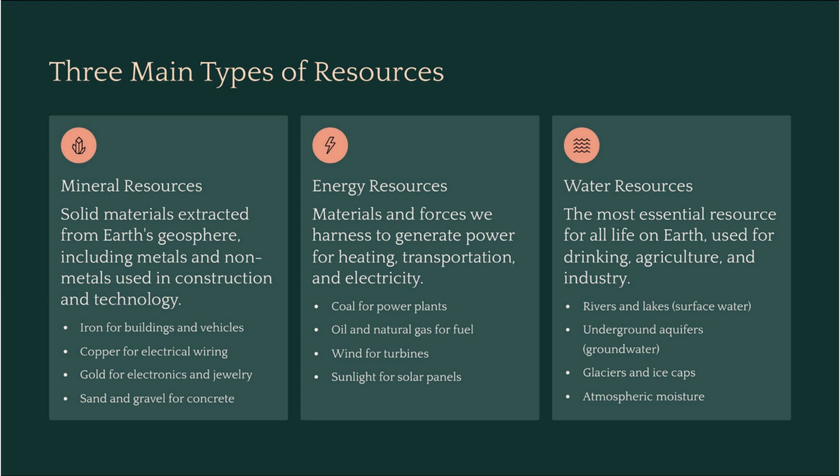Scientists group these resources into three main categories based on what we use them for. We have mineral resources, which are the solid materials we dig out of the ground, like iron for steel or copper for wires. Then there are energy resources, which we burn or capture to generate power, like coal, oil, or sunlight. And finally, the most critical of all is water resources, especially fresh water, which is necessary for all life.